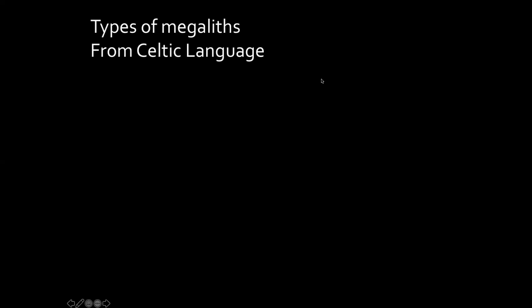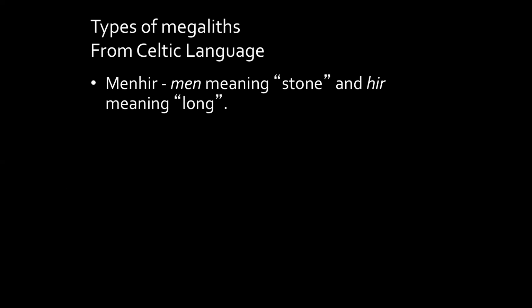So types of megaliths come from the Celtic language. That's a language that was spoken by probably most people in Europe until a few thousand years ago. And the modern languages that are most like it would be Irish and Welsh and such. So again, these words are Celtic.